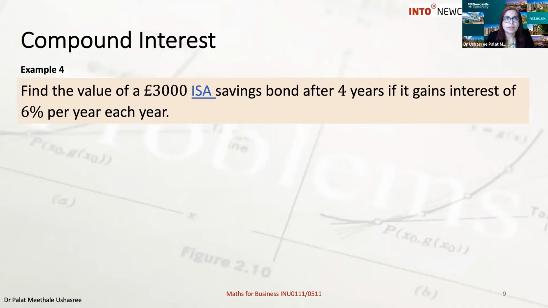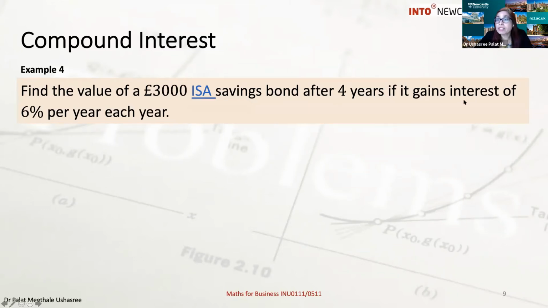What about this question? Why don't you try this? Pause the video and try this, please. Good. Find the value of a 3,000 pound ISA savings bond. Remember, we spoke about it in the lecture too. It's an individual savings account. You can look into Wikipedia for more about it.